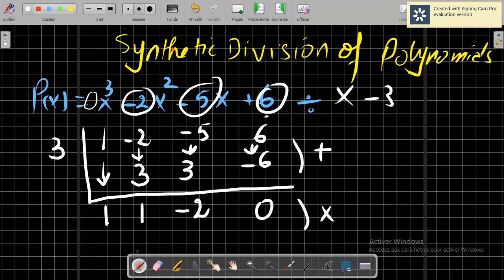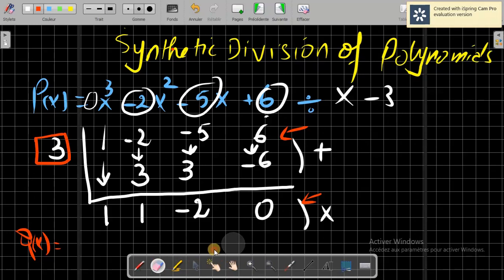The fact is, synthetic division is much easier compared to long division. So what are these? This is the divisor, and this is your polynomial function. These are the coefficients of your polynomial function P(x), and these are the coefficients of the quotient, the new polynomial function called Q(x), with these different coefficients here.